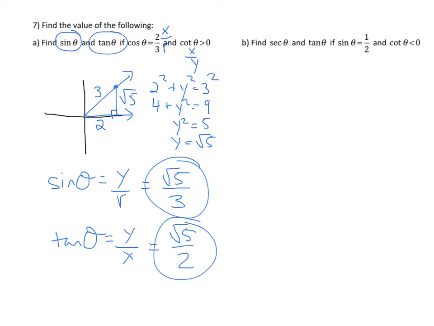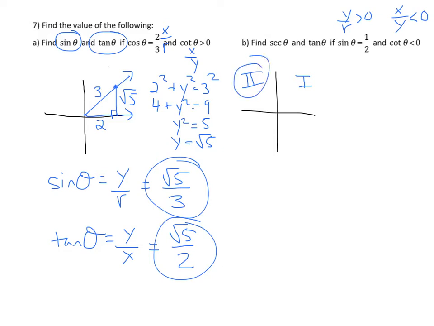Same thing for the next example. First we need to figure out which quadrant we're dealing with. We want to find secant theta and tangent theta. If sine theta is 1/2, so that means y over r is positive, which means we have a positive y value. Remember, r is always positive, so we're either in quadrant 1 or quadrant 2. Those are the places with positive y values. And then we learn that cotangent is negative. So x over y is negative. That means we must have a negative x value, which means we're in quadrant 2.